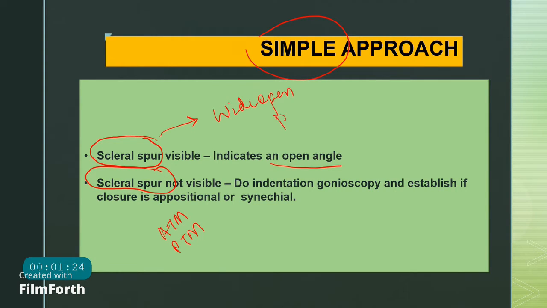Whenever the posterior trabecular meshwork is seen, then also the angle is actually open. If you see the anterior trabecular meshwork, which is not the functioning part, the non-pigmented part of the trabecular meshwork, you do an indentation gonioscopy, and based on the finding, you tell whether it is an appositional angle closure or a synechial angle closure. So that is just a summary of the previous video that I have told you on indentation gonioscopy.